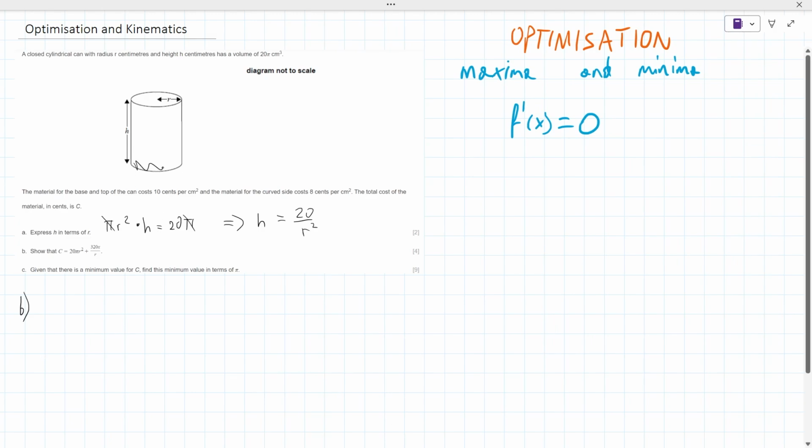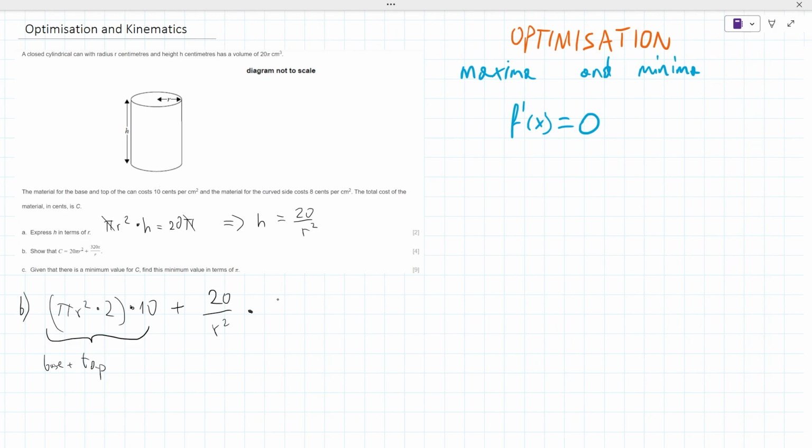So let's look at the base and at the top first. We know the material costs 10 cents per centimeter squared. And what's the area in centimeters squared? Well, it's πr² times 2. And now we need to multiply this by 10 because this is the cost per centimeter squared. So this was our base and our top. And to that we're adding the area times the cost per unit area of the curved side, which is basically h, and h is 20 over r², times the height times the circumference of the circle, which is 2πr.